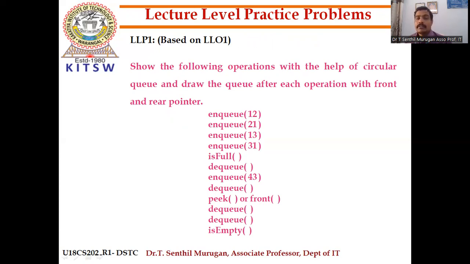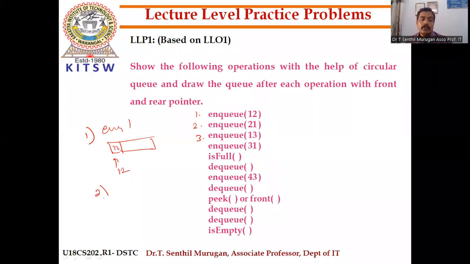Show the following operations with the help of a circular queue and draw the queue after each operation with the front and rear pointers. First, you can number them 1, 2, 3 like that. Operation 1: enqueue 12. You can say that Q will be generated with the maximum size, and the first value 12 can be inserted here. Number 2: again enqueue, enqueue 21. So the first value is 12, then 21. You can show it like that, one by one.